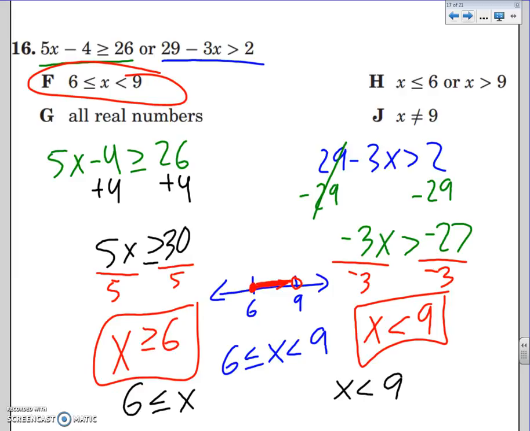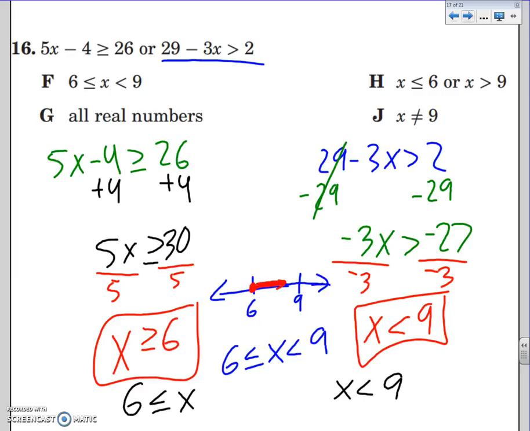Oops, actually, my mistake. Let me go back. Alright, this is OR. So this first graph, it's still an OR. We just needed to meet one of the two. So let me do this again.